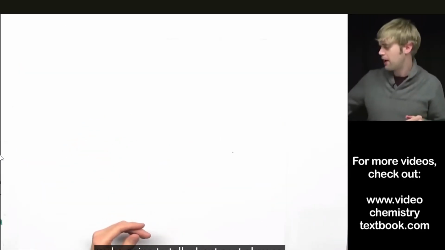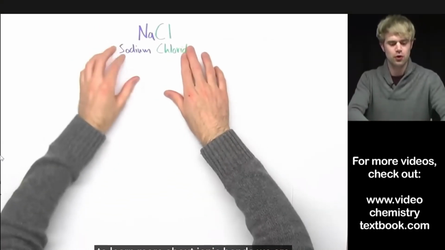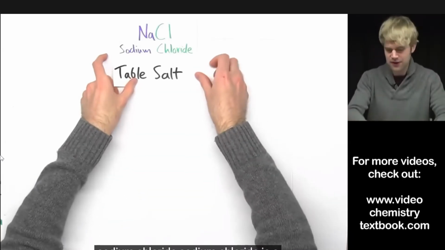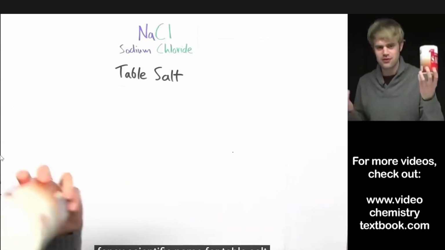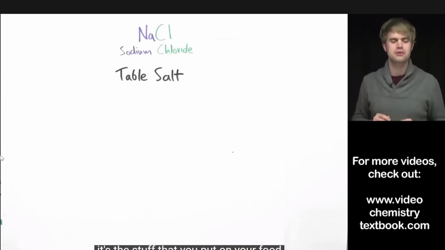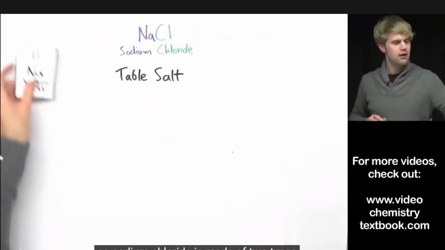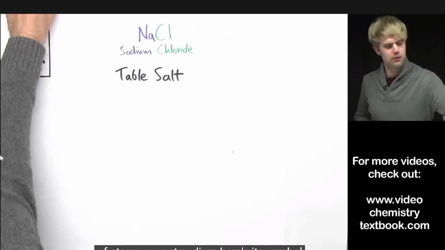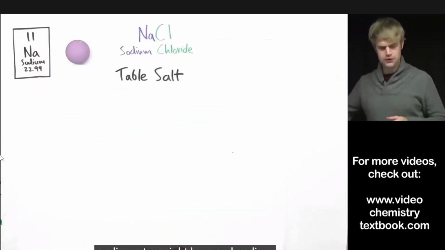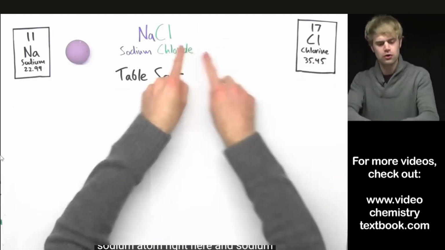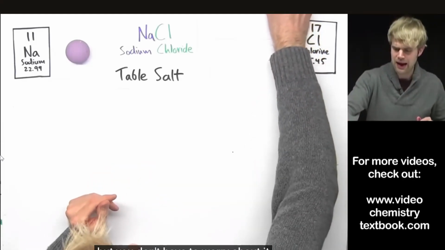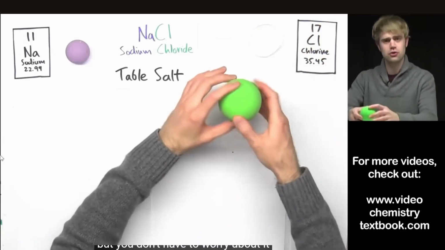To learn more about ionic bonds, we are going to focus on a chemical called sodium chloride. Sodium chloride is a fancy scientific name for table salt. It's the stuff that you put on your food. Sodium chloride is made of 2 types of atoms. We got sodium. Here's its symbol from the periodic table, and here is a sodium atom right here. And sodium chloride is also made of chlorine or chloride. I'll tell you what the difference between those is in a minute, but you don't have to worry about it right now. And here's a chlorine atom.